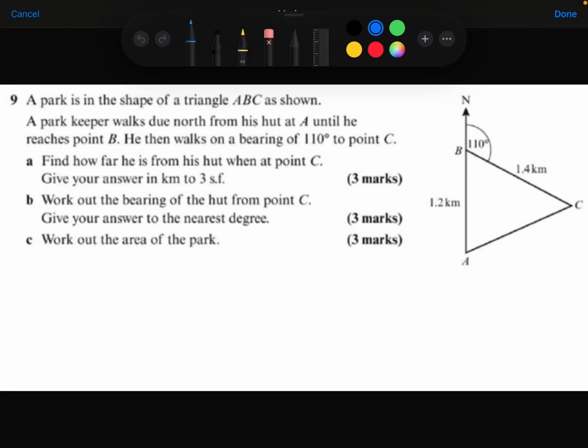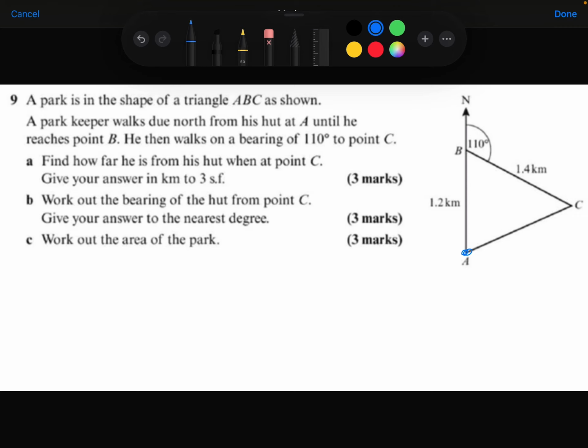A park is in the shape of a triangle ABC as shown. A park keeper walks due north from his hut A until he reaches point B. He then walks on a bearing of 110 degrees to point C. Part A. Find how far he is from his hut when he's at point C.